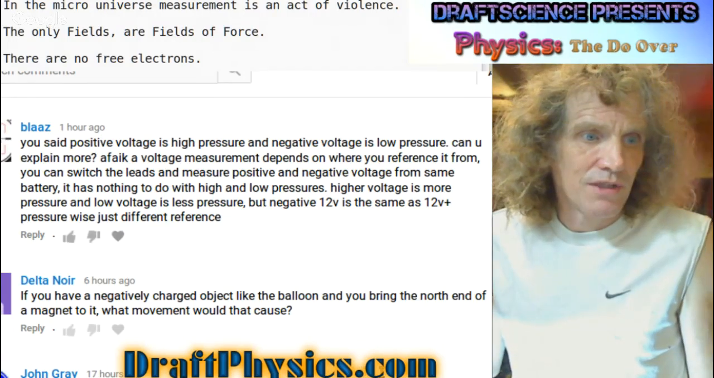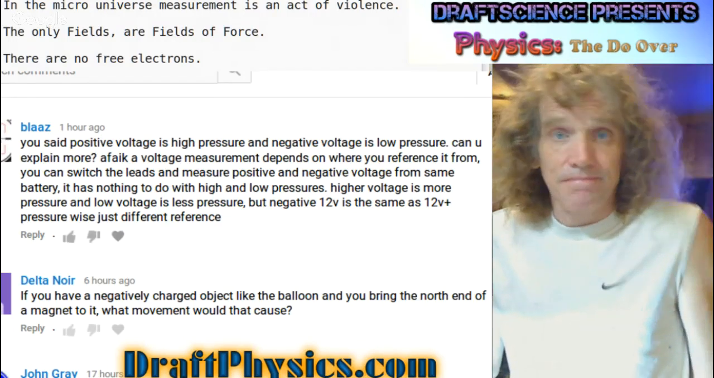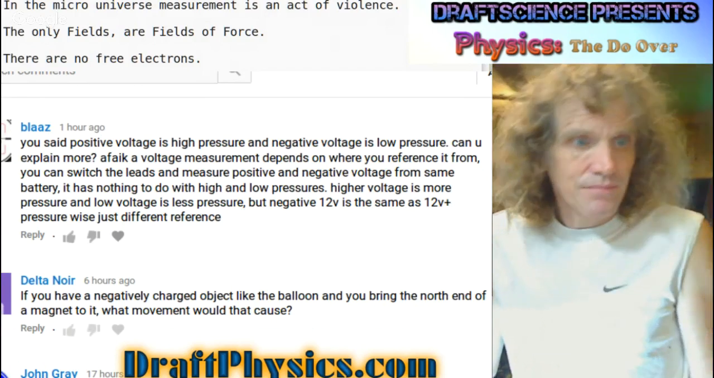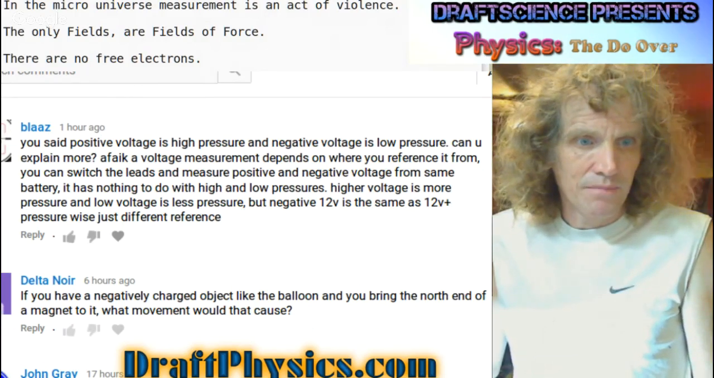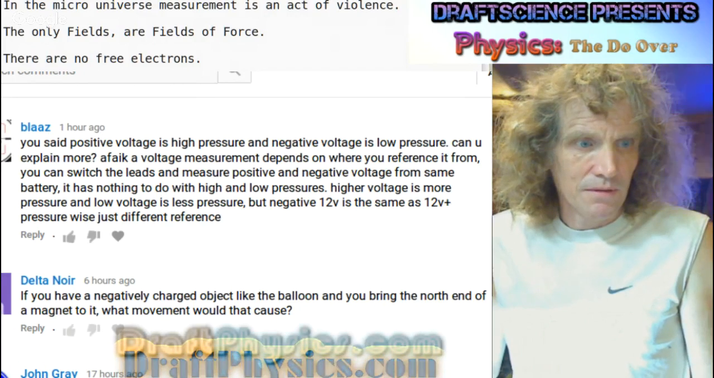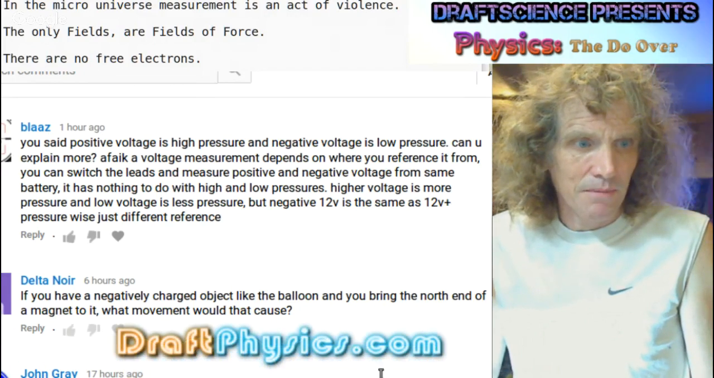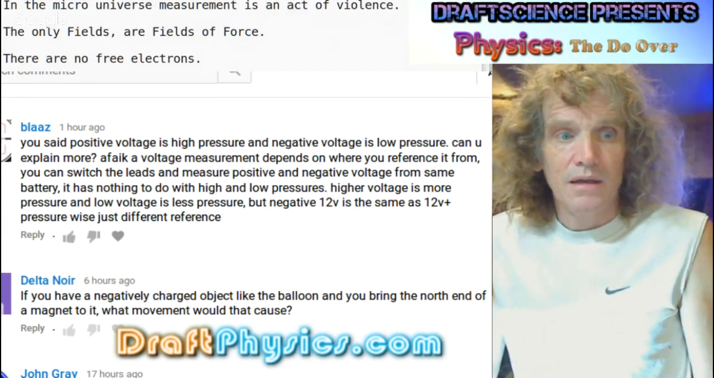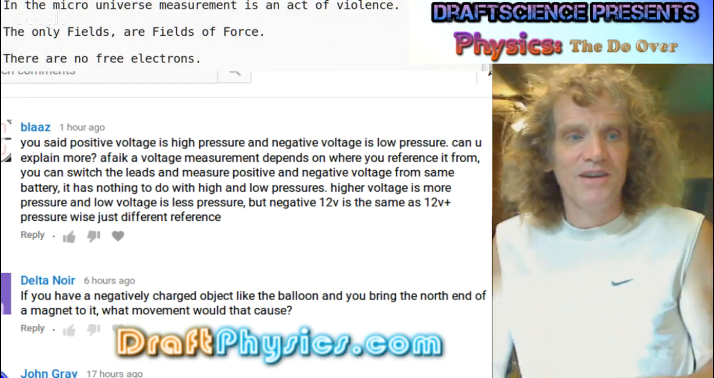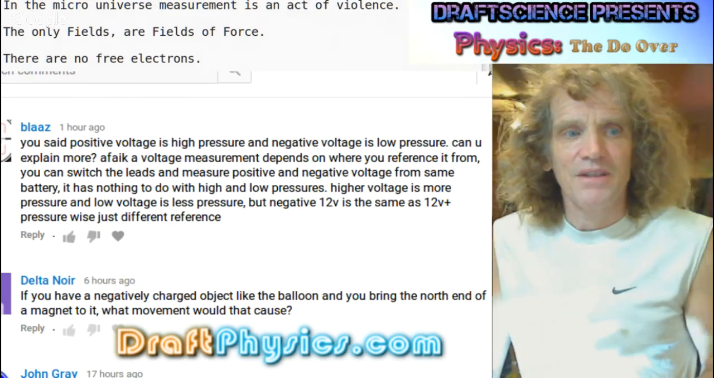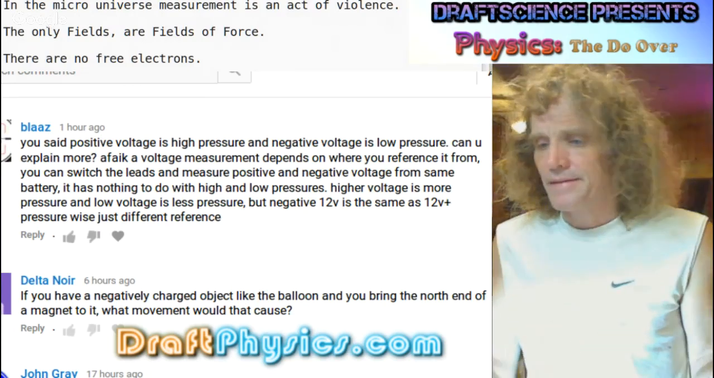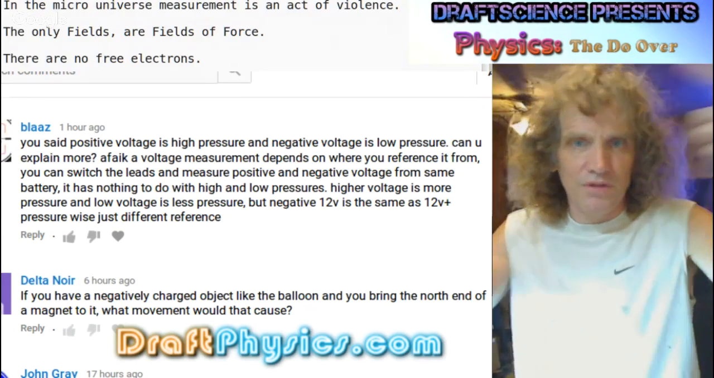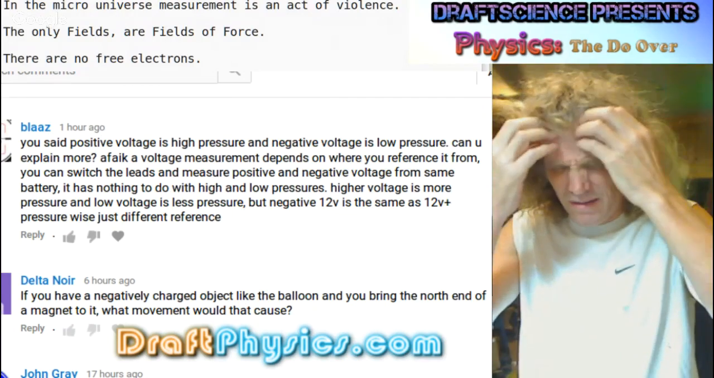You can switch the leads, sort of irrelevant, but go ahead and measure positive and negative voltage from the same battery. It has nothing to do with high or low pressure. No, you just don't understand. Yeah, it does. Okay, and you can really illustrate that with even the high voltage electricity or something like that.